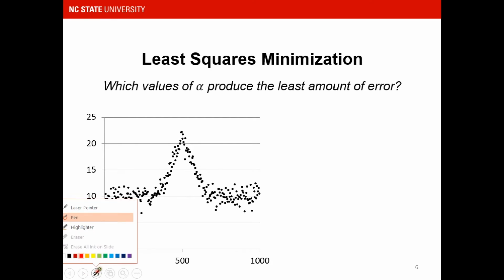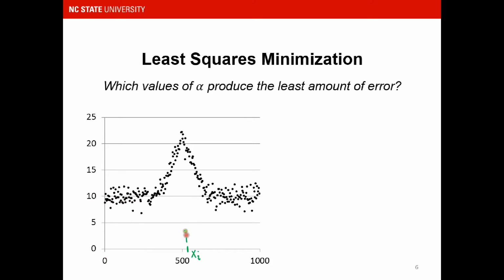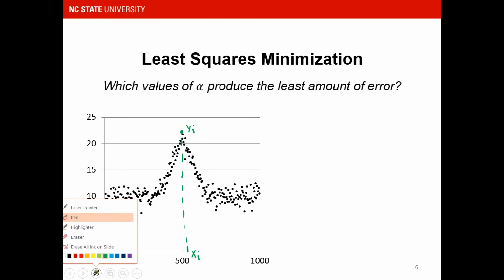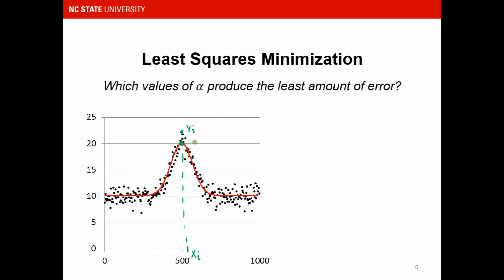Let's define exactly what we mean by error. For a given value on the x-axis, say xi, there is a corresponding observed value. Let's call that yi. If we fit a curve to the data, we notice that xi corresponds to a different value of y. Let's call that yi hat. So for each xi, there is a discrepancy between the actual observed value and the fitted value we get from the curve.